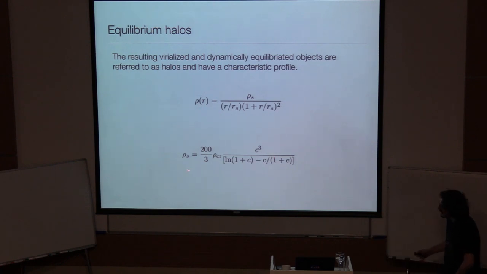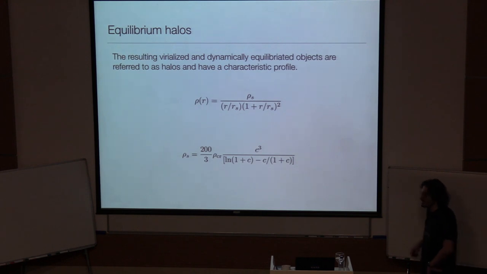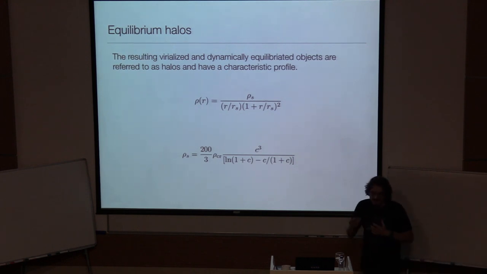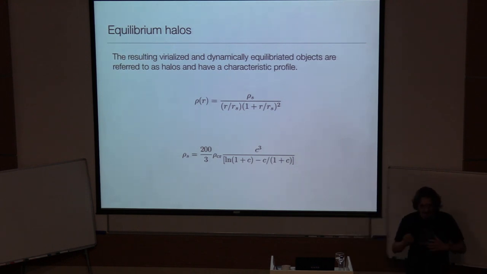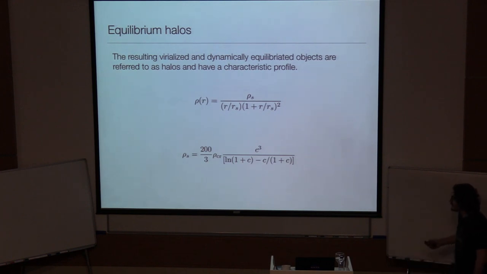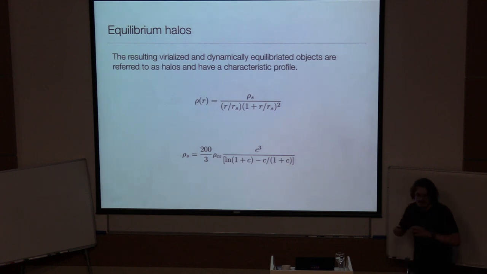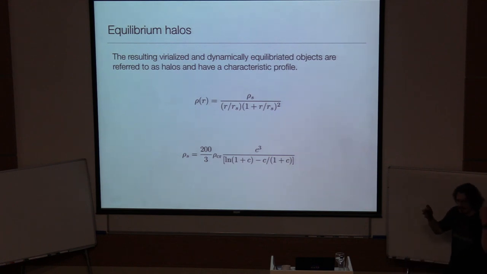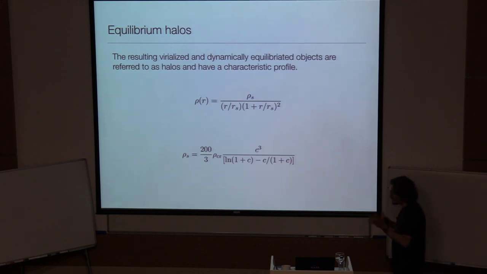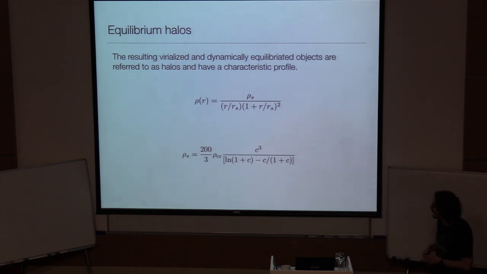And there's a characteristic density scale as well. There is a c here, which is the concentration. The concentration of every halo can be different, but we have a ballpark number for them. It's like 10 to 20, roughly. So we think that these gravitationally relaxed halos just look like this radial profile, up to some triaxiality discussions, which I won't really go into, but that's like the zeroth order picture.